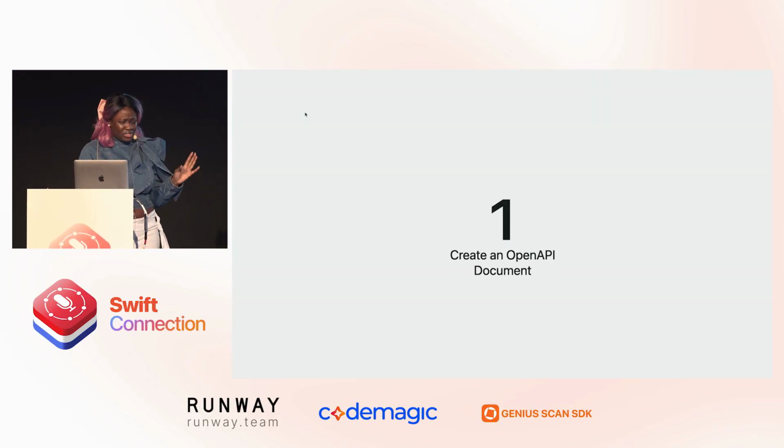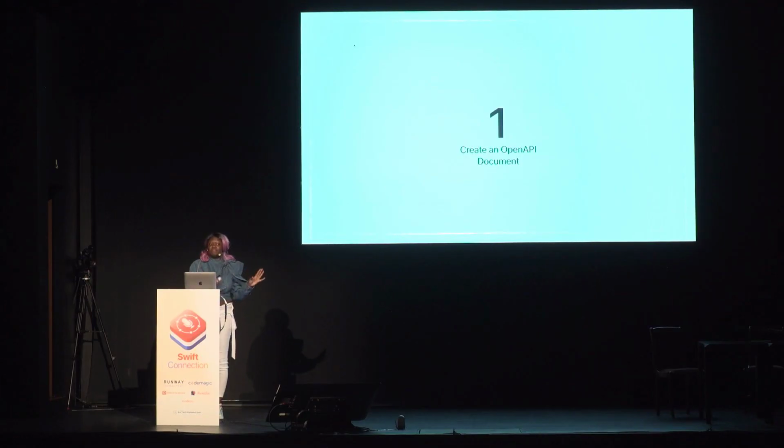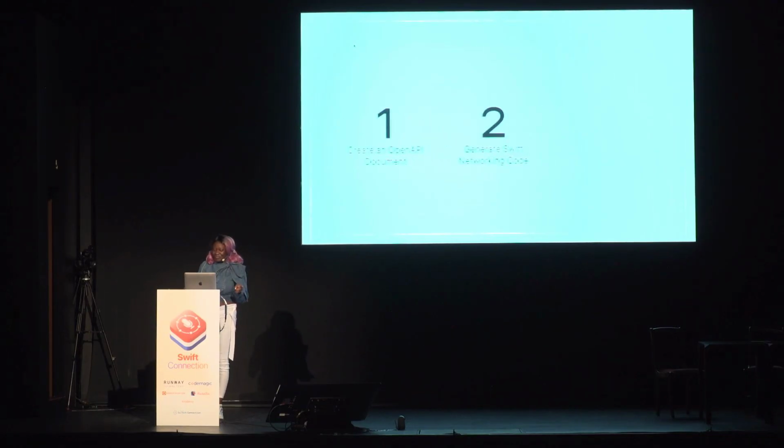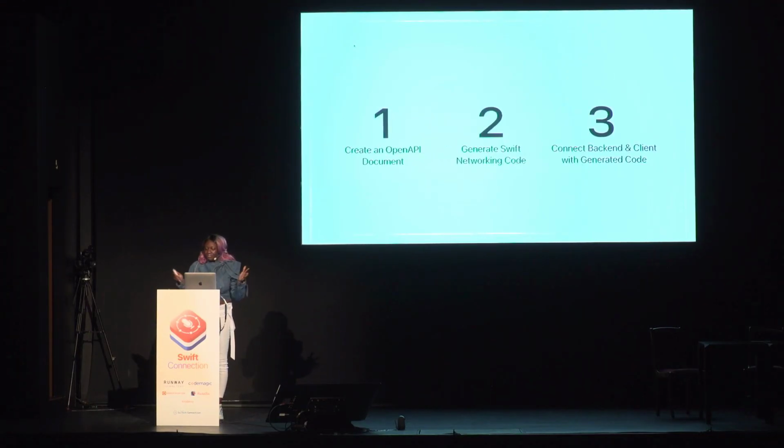So here's what I need to do to start. First, I need to create and define an OpenAPI document. Then I need to use that document to generate the Swift APIs that I need on both the client and the server side. And once that code is generated, then I'll connect my backend service to my iOS app.